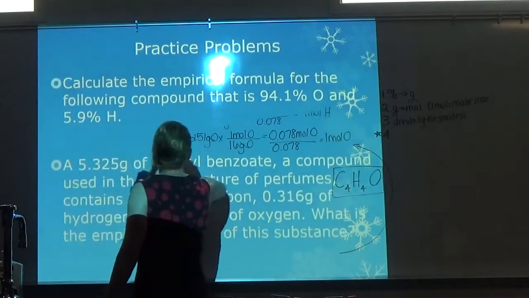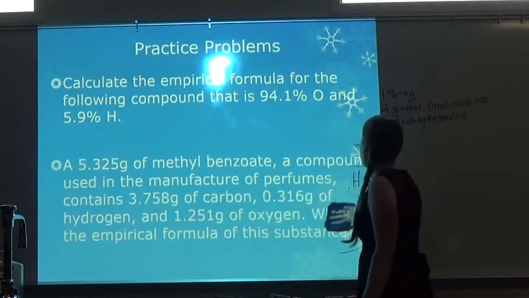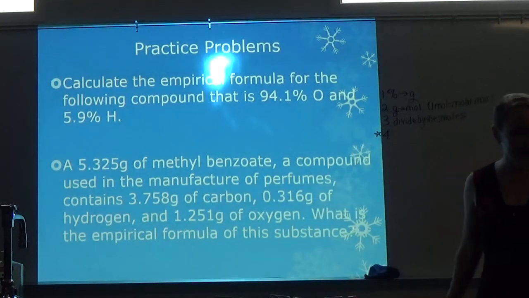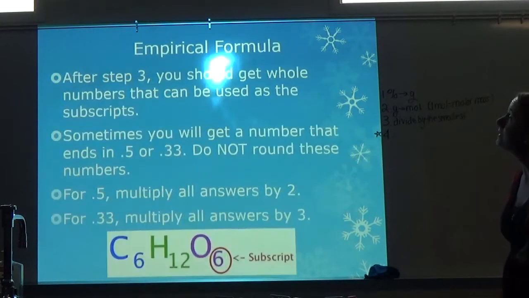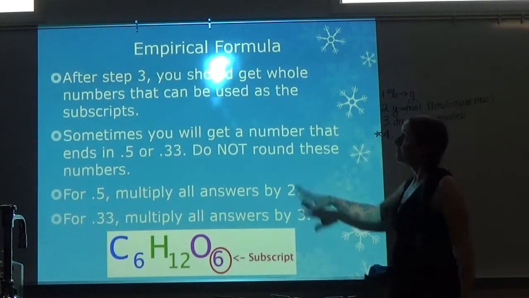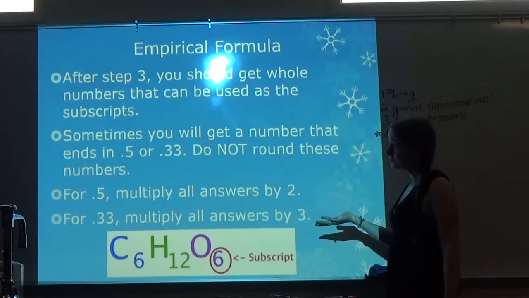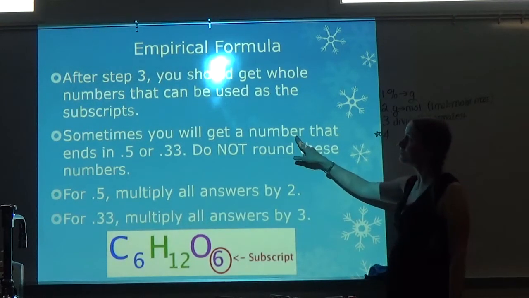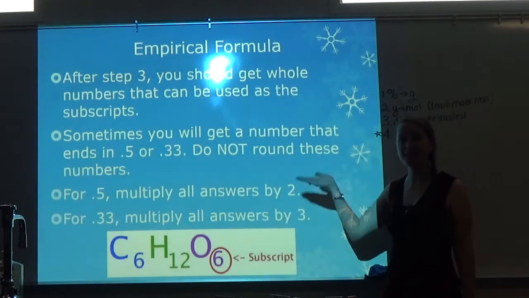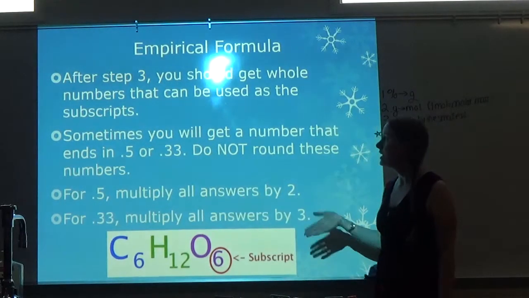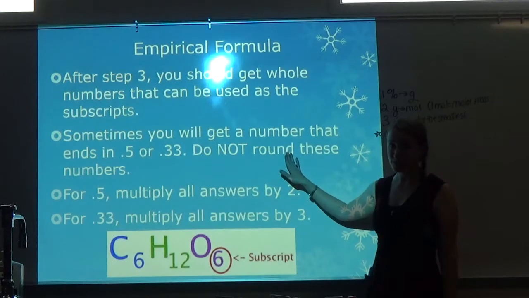All right, so let's move on to this 4th step that I have yet to tell you about. Okay, so why is there a fourth step? Aren't these problems long enough? Yes, they are, but there is sometimes a fourth step. So after step 3, normally we get nice whole numbers that make for perfect subscripts. However, sometimes we're going to get a number that ends in 0.5, indicating there's a half, or like 0.3, indicating there's a third. You cannot round these numbers.